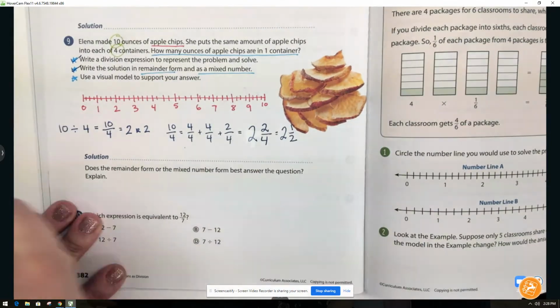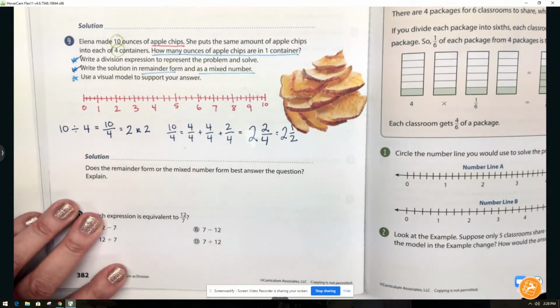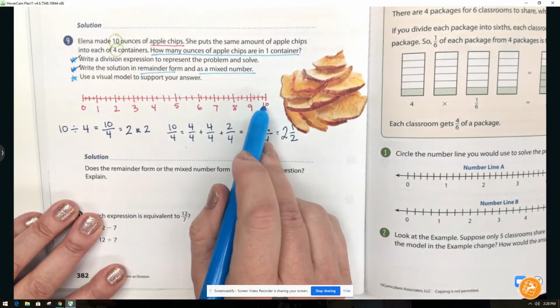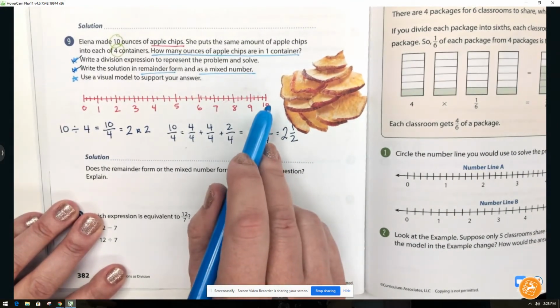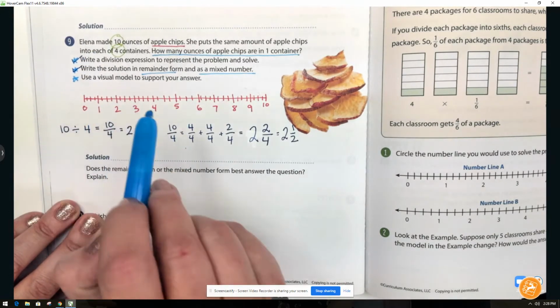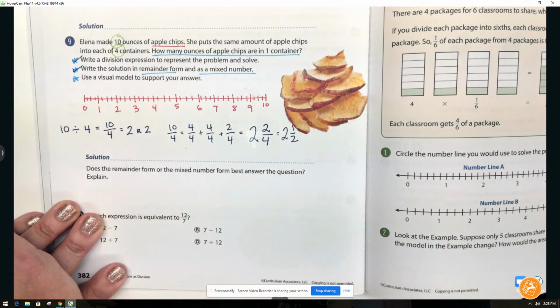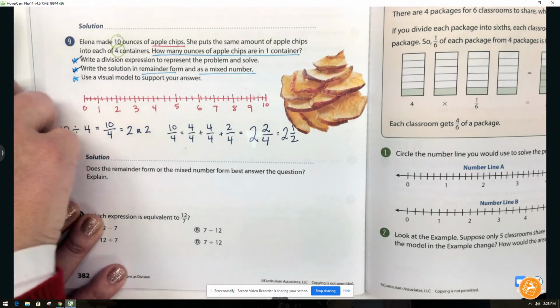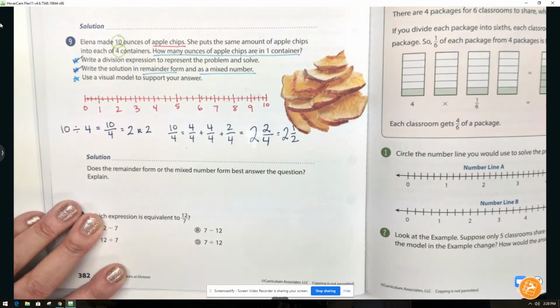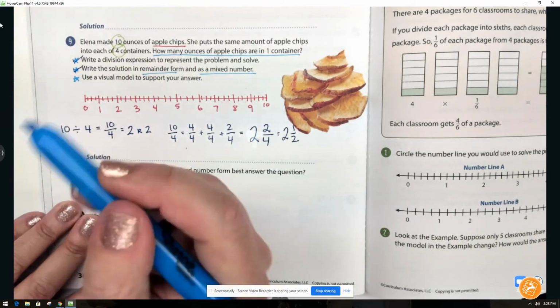So to do this, the way that I'm going to do it is that I have started with 10 ounces. So we have 10 ounces of apple chips. And we're going to take each of these ounces and equally put each ounce into 4 containers. So I'm going to give each of these 4 containers their own color. So I've got a blue, a pink, a green, and an orange.